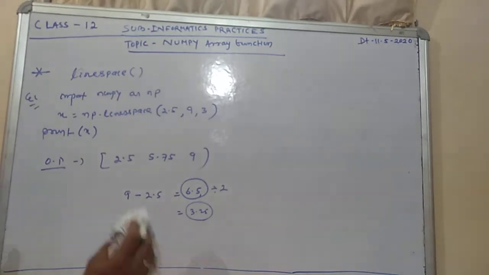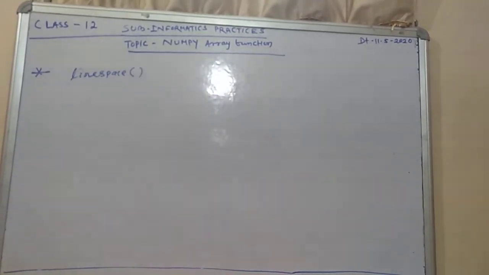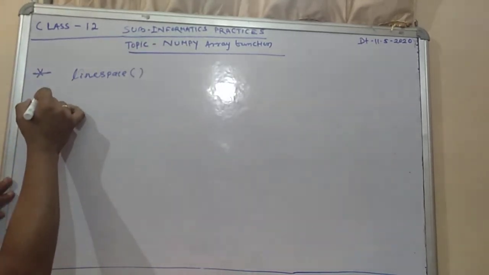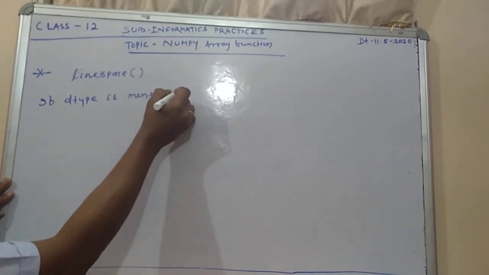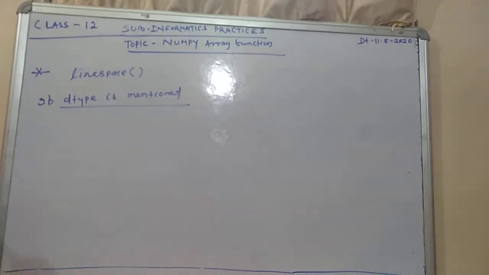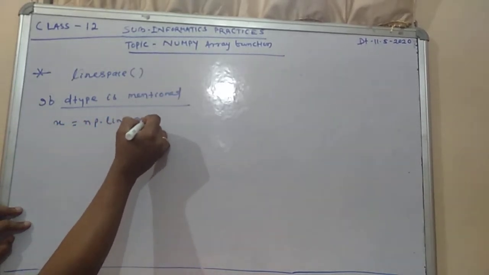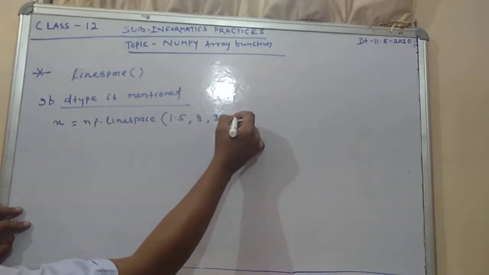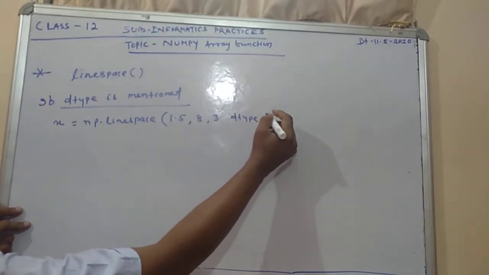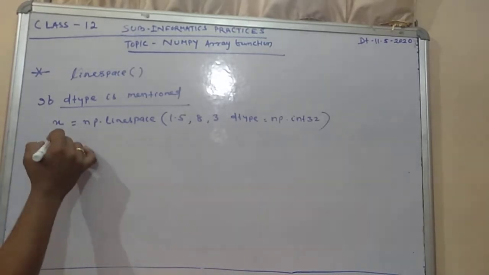One more question, let us see with a different parameter. We will use the linspace function only, but here we are mentioning the data type, dtype. Import as before, then I am writing np.linspace directly: 1.5, 8, comma 3, and dtype equal to np.int32. I have written int32 already. I am writing print x.